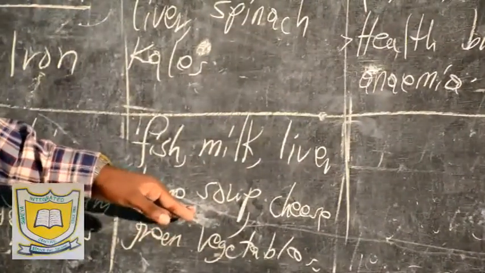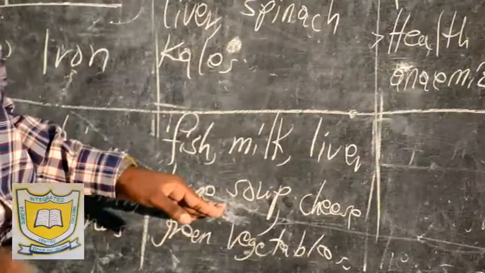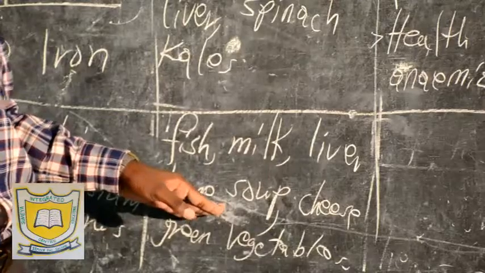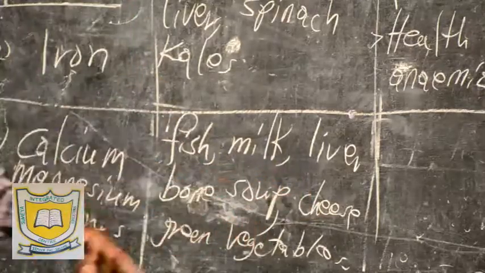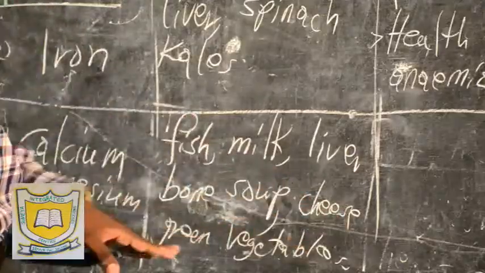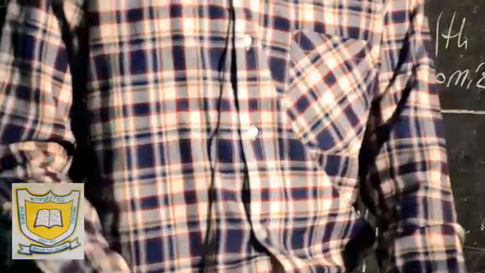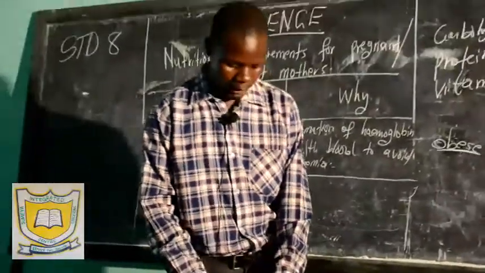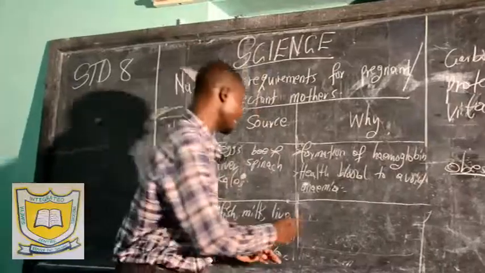Bone soup is the soup from the bones. The bones of a camel, bones of a cow, cattle, goat. Those bones you just cook soup and drink. We have geese, which is a product of milk, green vegetables, you understand. These are some of the sources of calcium, magnesium, and phosphorus for strong bones and teeth.